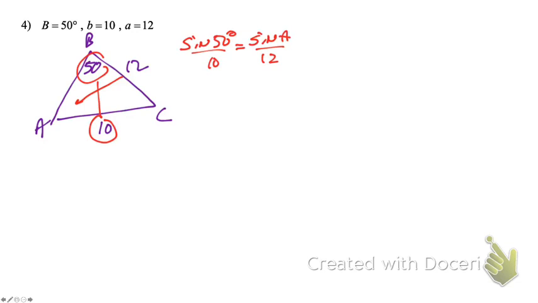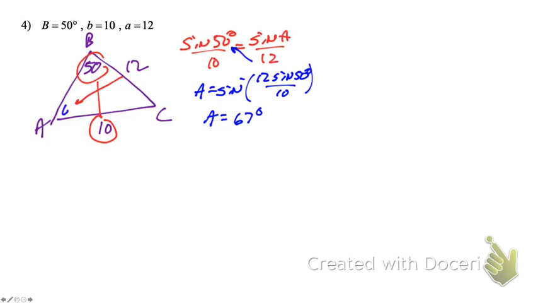Okay, we do our little cross multiplying, or my little trick of sliding things up. We end up working out that angle A is equal to the inverse sine of 12 times the sine of 50 over 10, giving us angle A as 67 degrees.